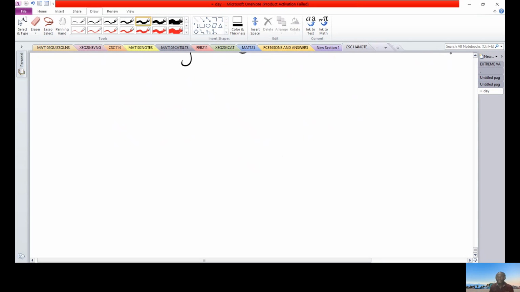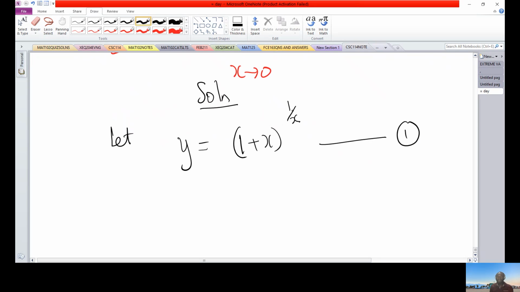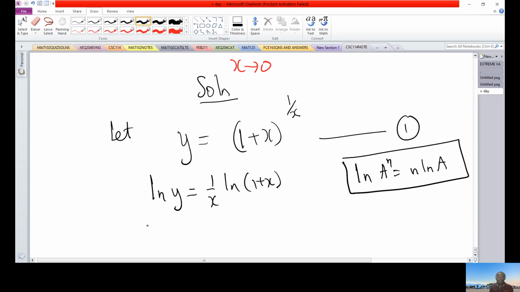And then from equation 1, we can rewrite it so that we don't have powers by introducing ln. So we say ln of y equals 1 over x times ln of 1 plus x. We have used the property that ln of a raised to the power n is the same as n ln of a. All that is clear. Call this equation 2.